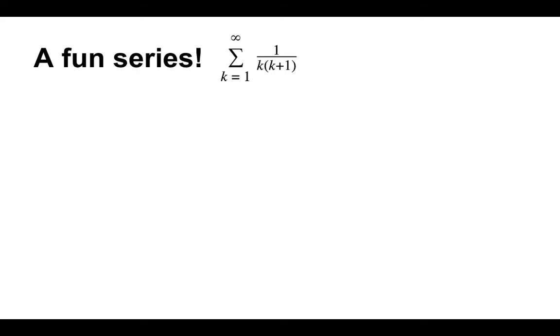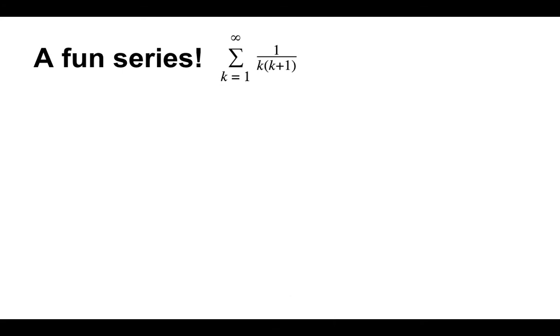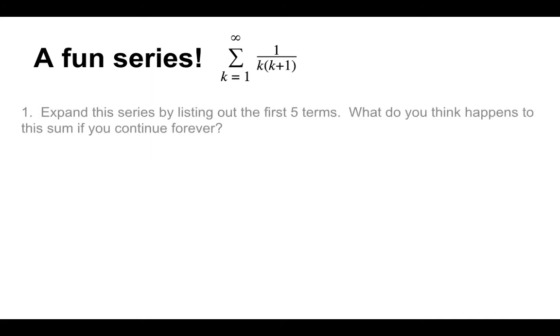For today, this is the example you're going to look at, a particularly fun series: 1 over k times k plus 1, starting our count out at 1. I'm going to have you work in your groups again on a few things, and after you've worked for a while, you can watch the next video, which will talk you through some of these details. When you get into your groups, you're going to be working on these few items. First, just get a handle for what the series looks like. List out the first 5 terms, and then make a prediction. What do you think is going to happen if you continue this forever?